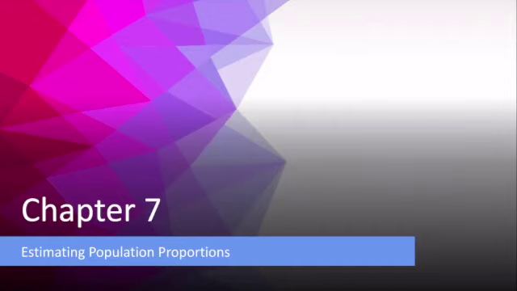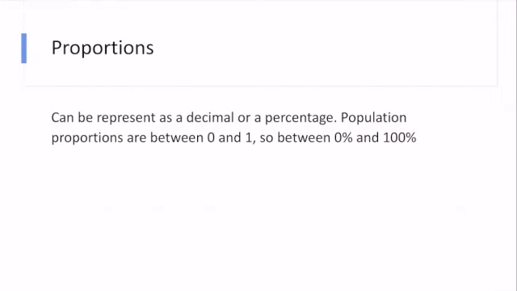Right, class, now I want us to talk about estimating population proportions. So we're going to be calculating confidence intervals for population proportions instead of population means. It's nice to remember that a proportion can be represented as a decimal or a percentage. Population proportions are going to be between 0 and 1, so between 0% and 100%.